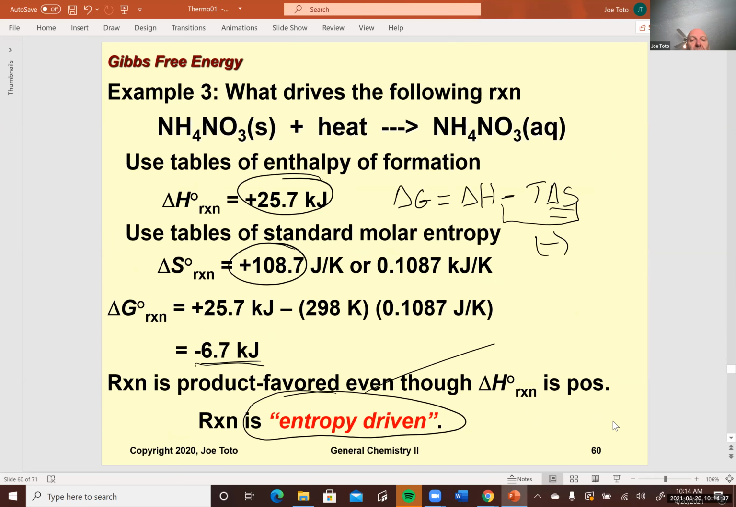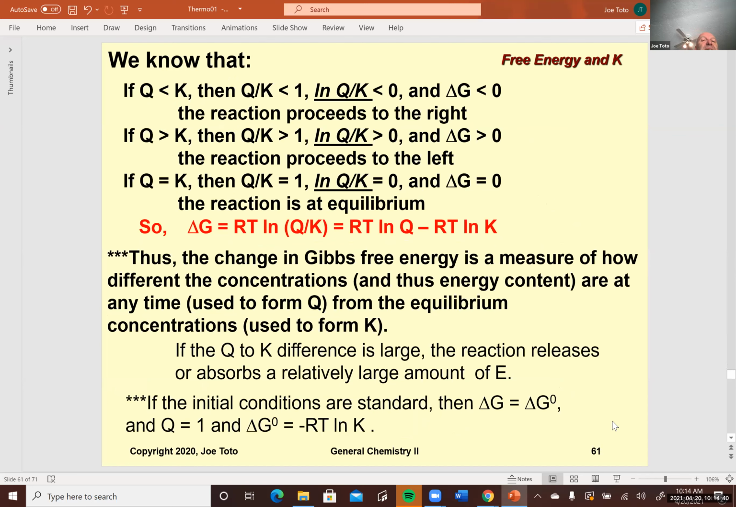Where were we? So we want to make this connection in a mathematical way to the equilibrium constant. One of the things we can note is that Q is for non-standard conditions, or it could actually be any conditions. When we look at a reaction, let's say A goes to B, we can define a Q and a K.